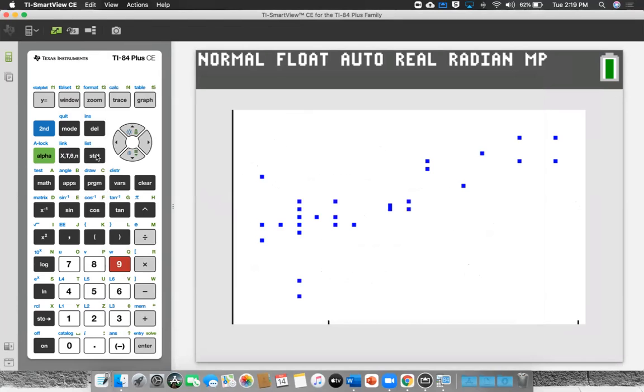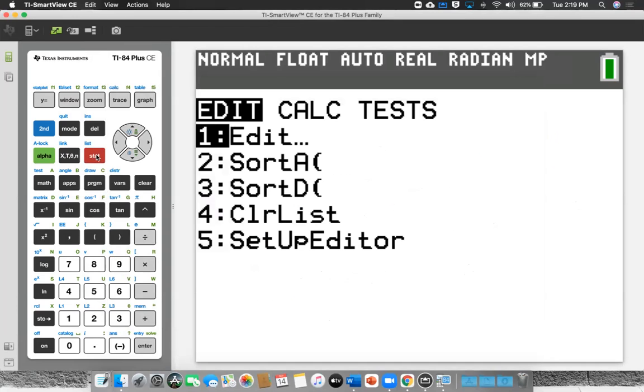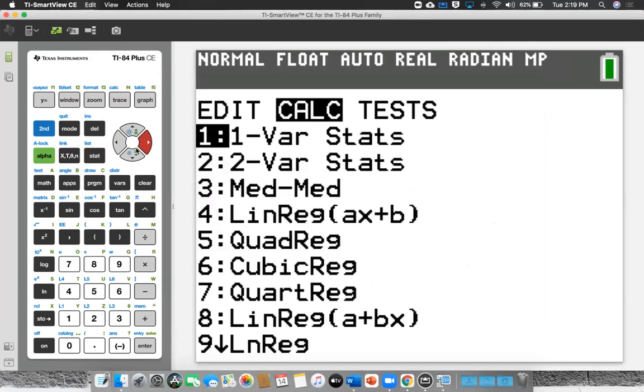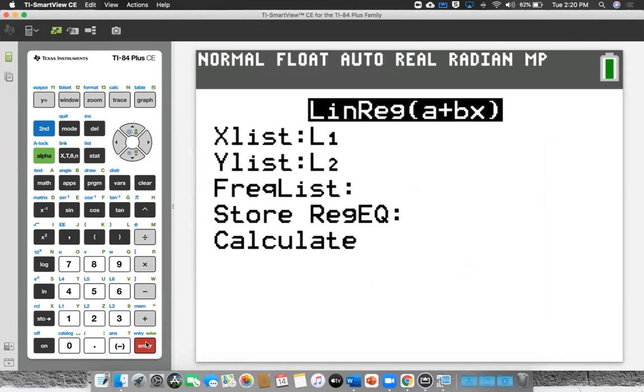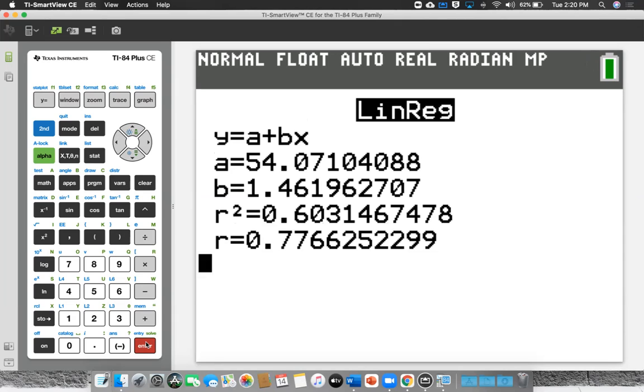So remember when you went to find A and B and R? You went to stat, you went to calc, and then you went down to LinReg A plus BX. And then you hit enter. And then you said, are the X values in L1 and the Y values in L2? Yes, you hit enter, and you kept hitting enter, and then you hit enter again. One of the enters is store linear regression. Store means the calculator remembers it.